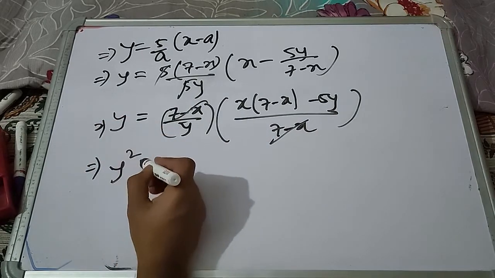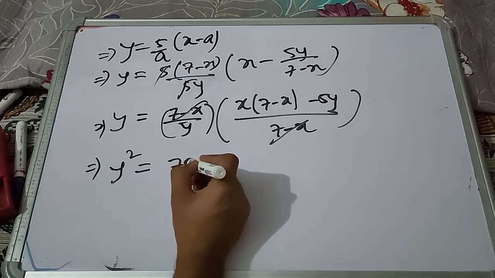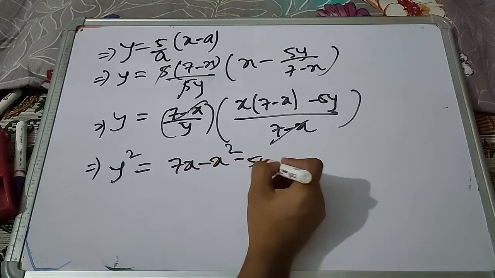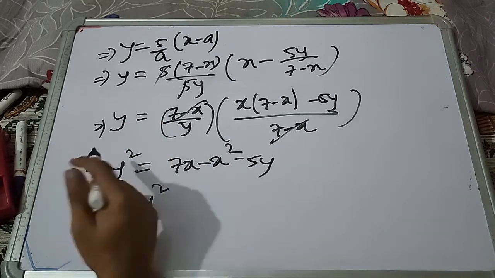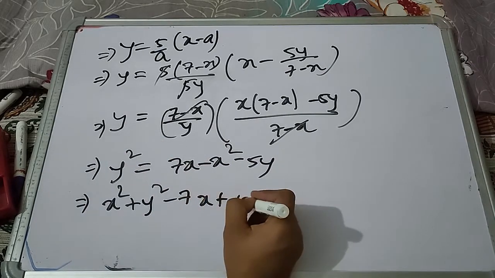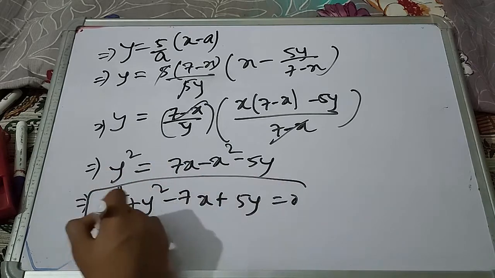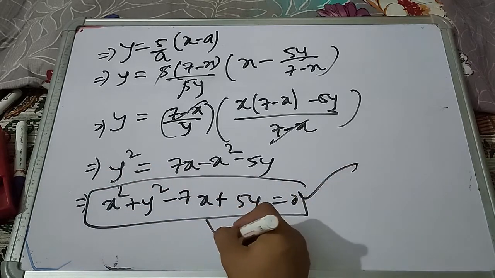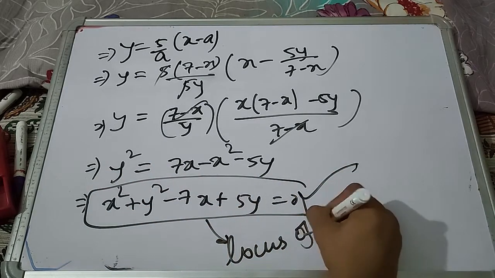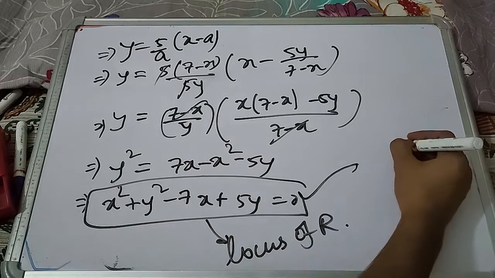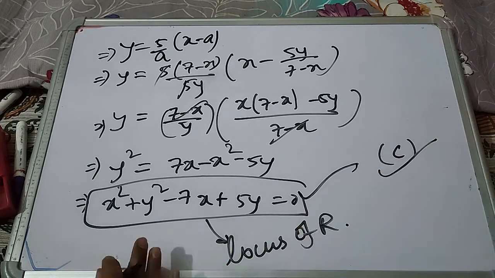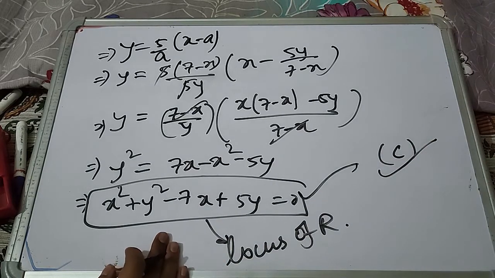So this becomes y square equals 7x minus x square minus 5y. So this is x square plus y square minus 7x plus 5y equals 0. This is our final answer, that is the locus of R. And if you remember this, or if you rewind the video, you will get that this was your option C. So option C is the correct answer, and this is how we reached option C. I hope this solution was clear to you. Now let us move to the last question.